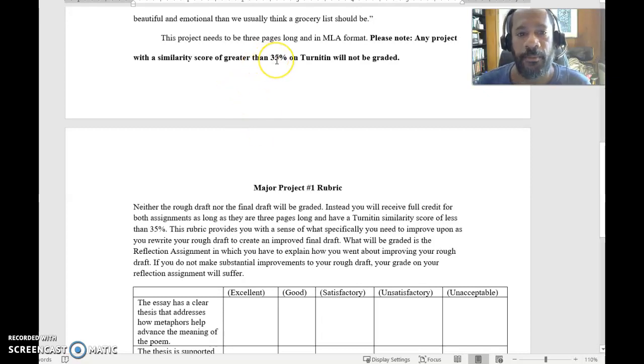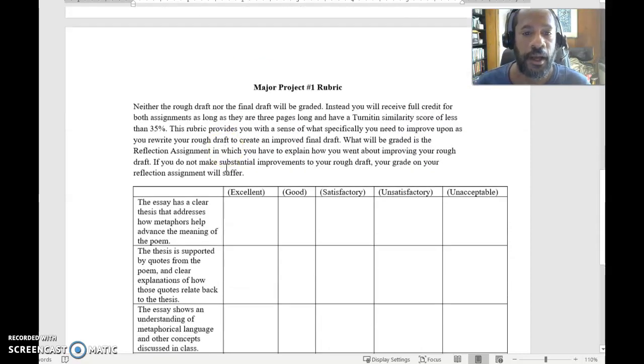So I just don't want it to go over 35%, because that means you've got way too many quotes in there, okay? Or it means that you are copying somebody else's work. We hope that that's not the case. But in any case, if your assignment goes above 35%, then it will not be graded.